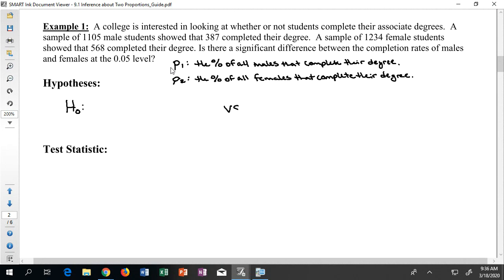And so I'll start with H0 and H1. Now the best part is H0 is going to look the same every single time. It's going to say that P1 and P2 are identical. And we want to test, according to the problem, if there is a significant difference between the completion rates. We don't want to test to see if one is bigger or smaller than the other. We want to test to see if these percentages are not the same. So these are our black hypotheses.